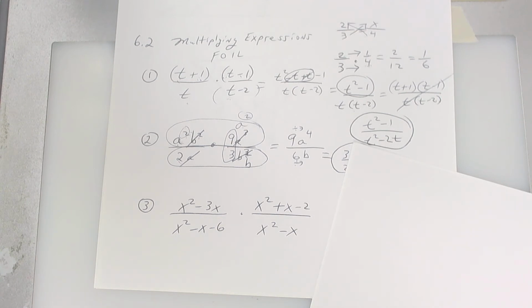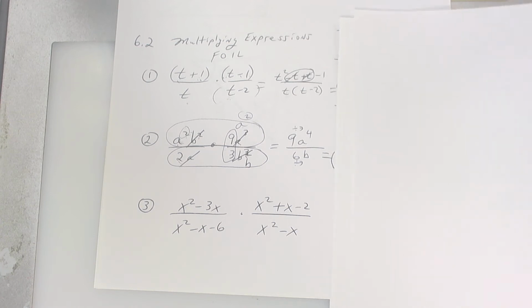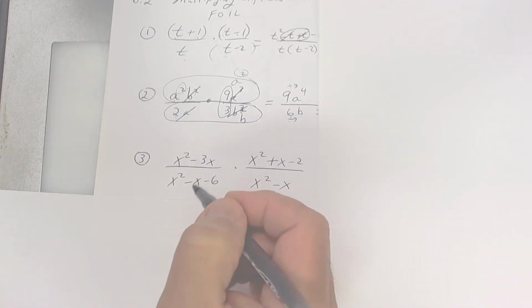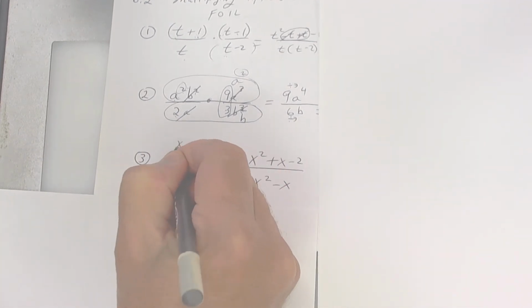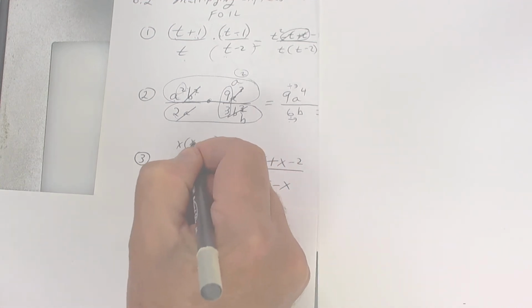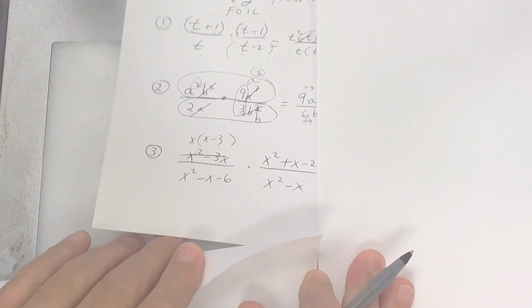Okay, let's take a look at this one before I show you your work. So I'm kind of covering that up. So let's take a look. Well, we know we have to factor. So up here, we're going to factor out an x. So we're going to be left with x times x minus 3.